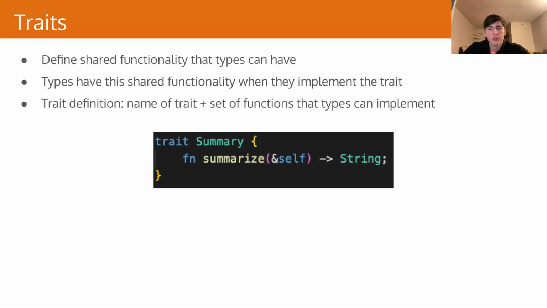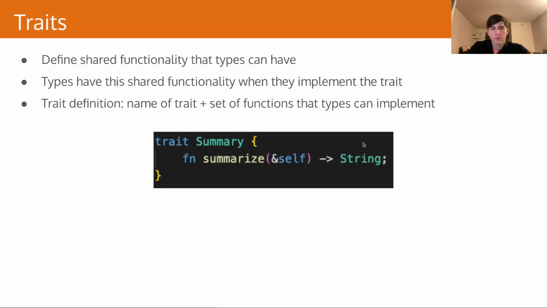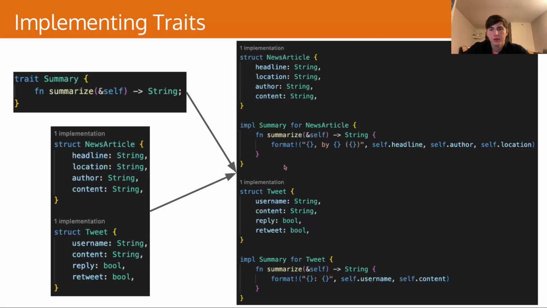So here, traits formally are defined as shared functionality that types can have. We can share this functionality by implementing this trait on a struct. A trait, like such, contains a set of functions that types can and sometimes must implement. Like here, it must be implemented since we don't provide a default implementation.